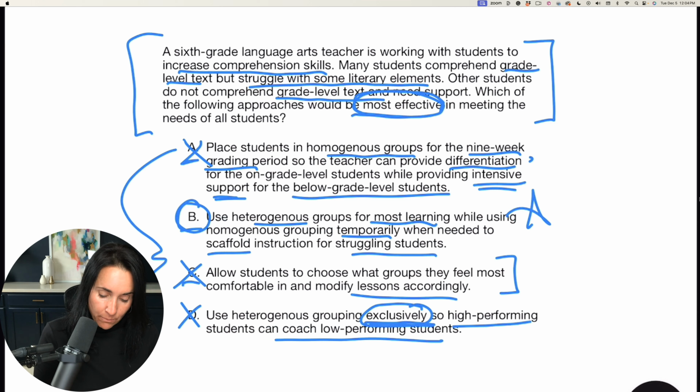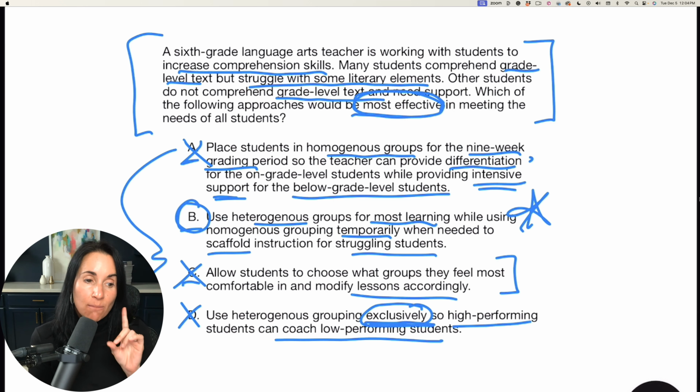Well, in this case, yes, B would be the best answer because we are using heterogeneous grouping most of the time, but scaffolding and targeting instruction temporarily in homogeneous groups. So I hope that helped you today. Remember this in your teaching practice, and also when you take your teacher certification exams, it will definitely help you. Remember, homo in science means the same. Hetero means different. So we do use homogeneous grouping when we need to target certain things, but we don't want to leave students there too long. We want to rely more on heterogeneous grouping, or students are together with mixed abilities, interests, and all of that. That works much better in the classroom.